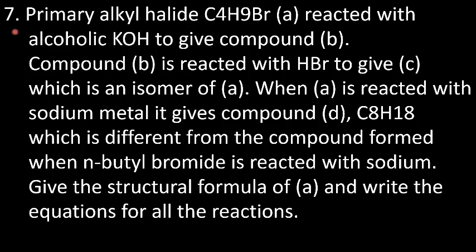Now let us see one more problem. A primary alkyl halide, C4H9Br, that is A, reacted with alcoholic KOH to give compound B. Compound B is reacted with HBr to give C, which is an isomer of A. So C and A both are isomers.